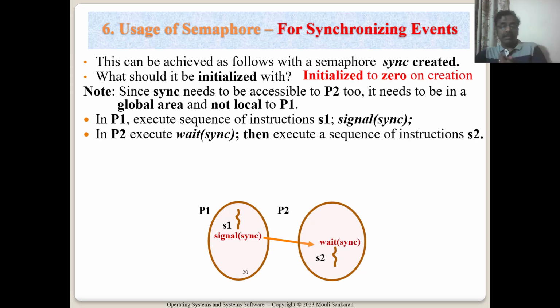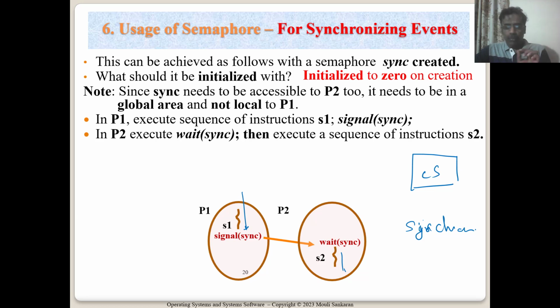So what is the difference between a semaphore being used for a critical section and for signaling purpose? Synchronization purpose, or I can call it a signal synchronization purpose. I want to synchronize that S1 is done first before S2 starts. If you are using a semaphore for synchronization purpose, remember the signal call and the wait call are called by two different processes.